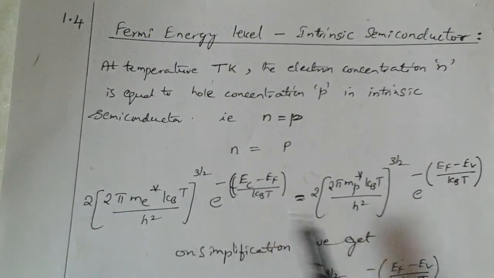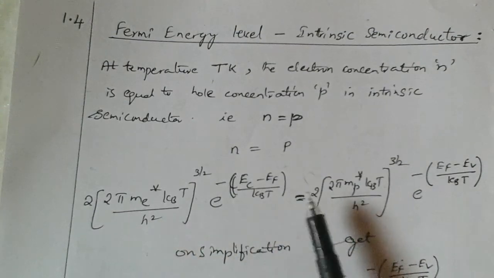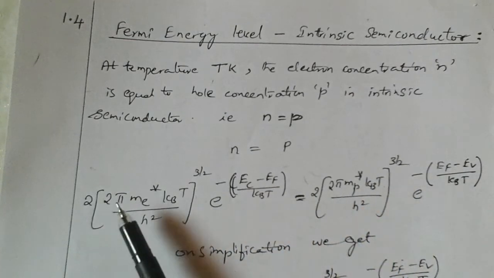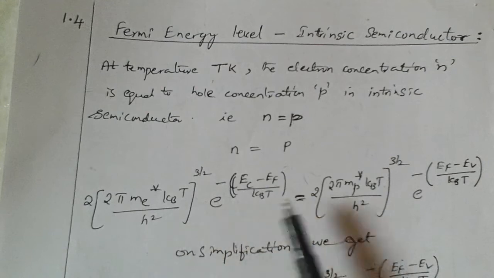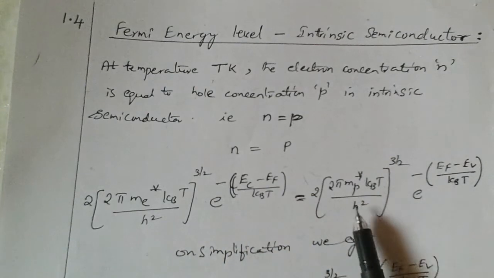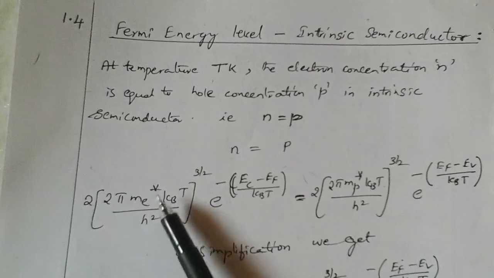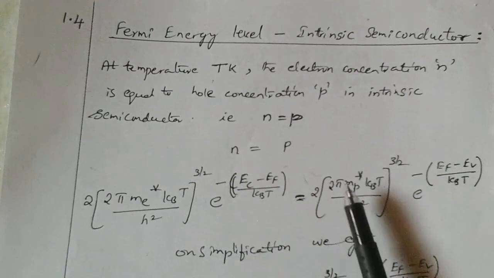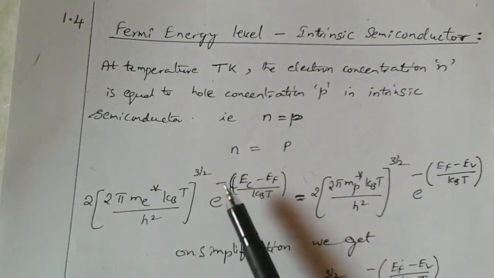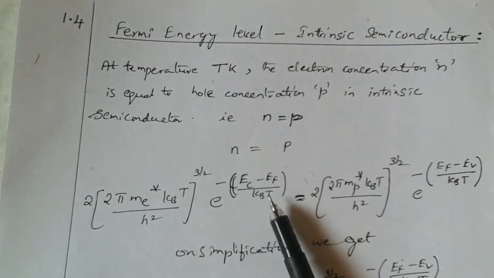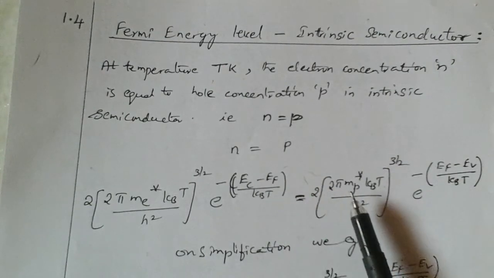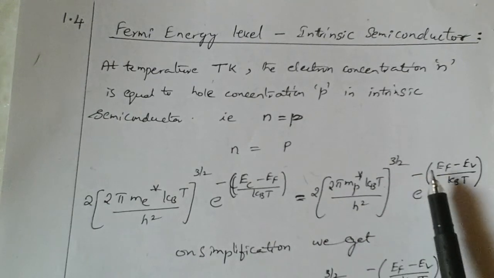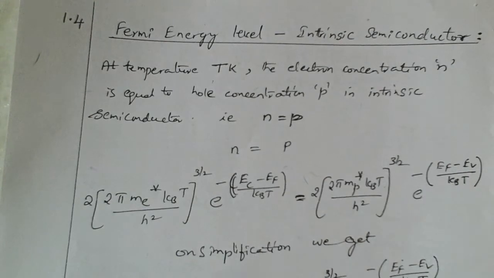On simplification, on both sides the 2 gets cancelled. The whole power 3/2 is the same on both sides, so 2π kBT by h² gets cancelled. Only me* remains on this side, and mp* remains on the other side. So me* whole power 3/2 times e power of minus (Ec minus Ef) by kBT is equal to mp* whole power 3/2 times e power of minus (Ef minus Ev) by kBT.